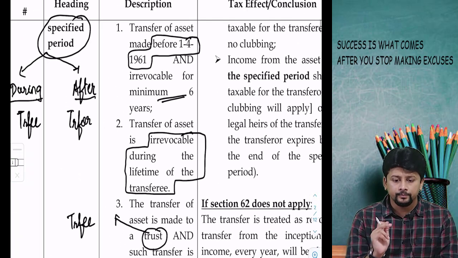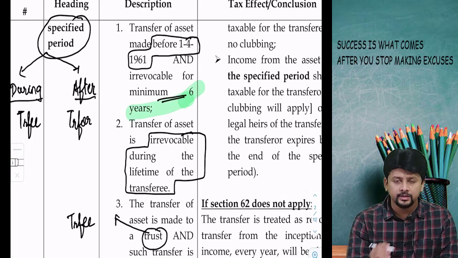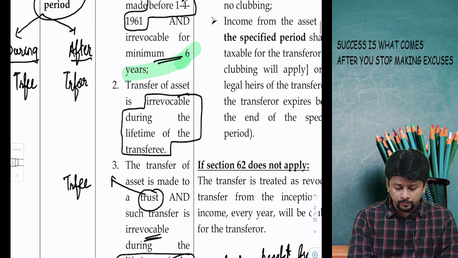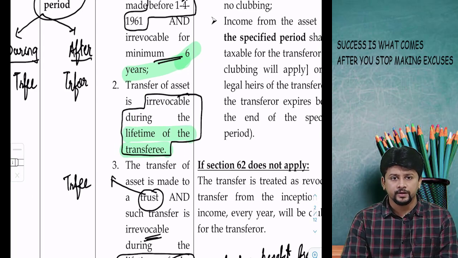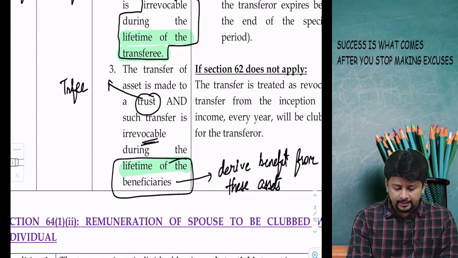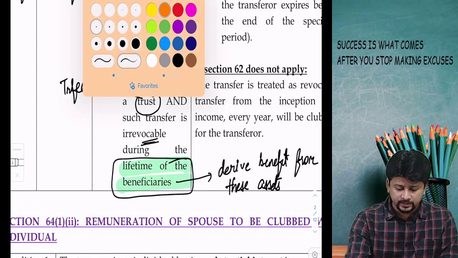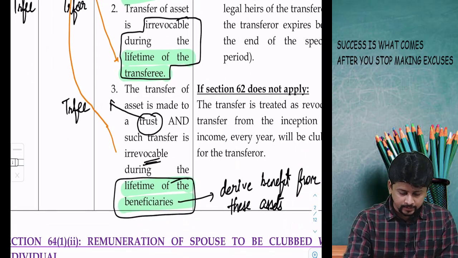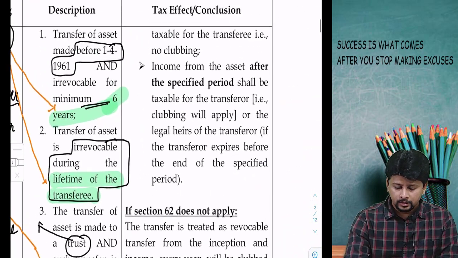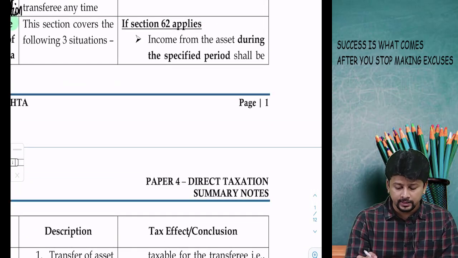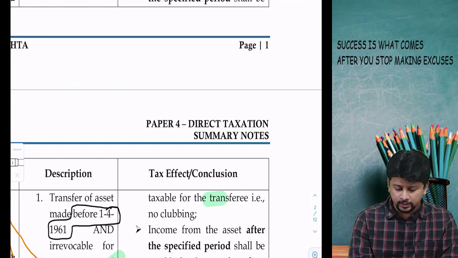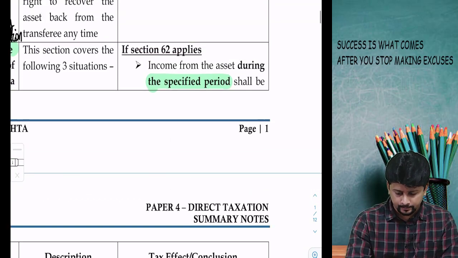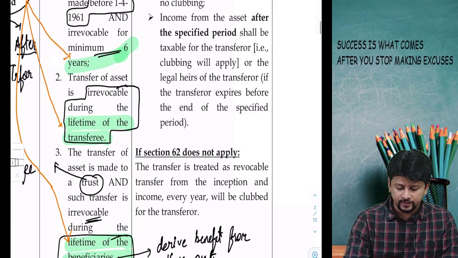In point number 1, 6 years minimum is the specified period. In point number 2, lifetime of the transferee is the specified period. And in point number 3, lifetime of the beneficiaries is the specified period. These are the specified periods, and so during the specified period, income will be taxable for the transferee, and after the specified period gets over, income will be taxable for the transferor.